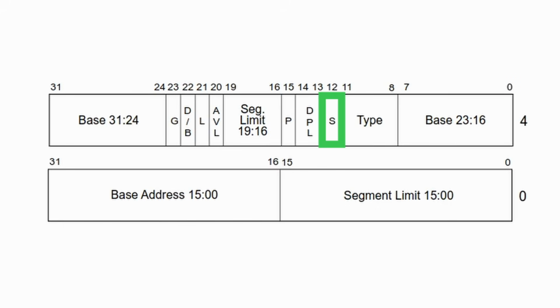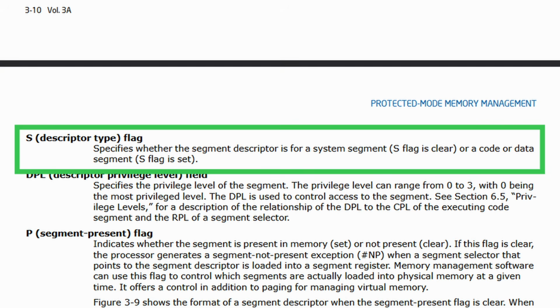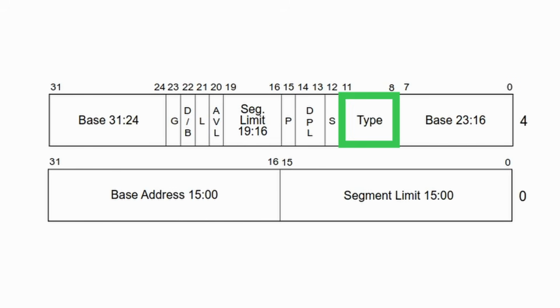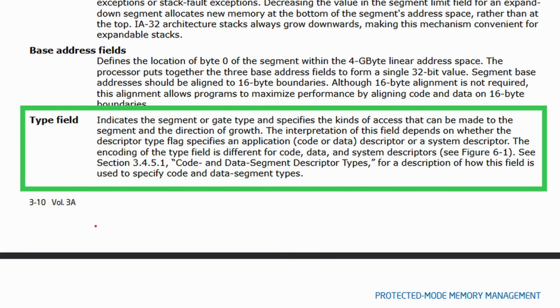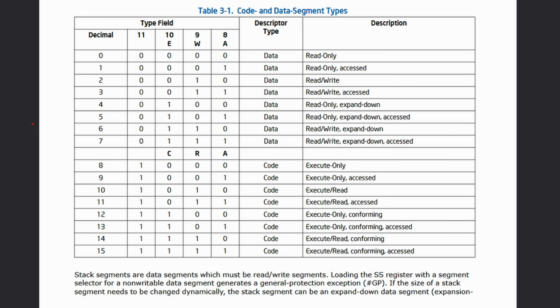Then we have the descriptor type. And because we only talk about code and data segments in this video, we set this to 1. And finally, we have the segment type field. And this field defines whether the segment is a code or a data segment. So code segments are executable and data segments are not. And in this table, we can see what config options we have.